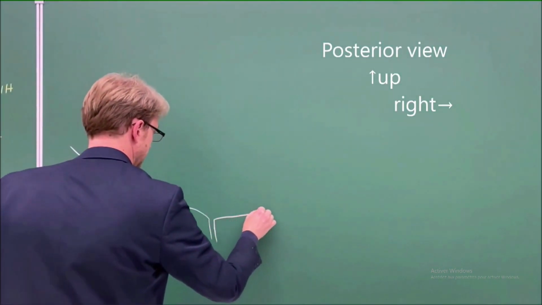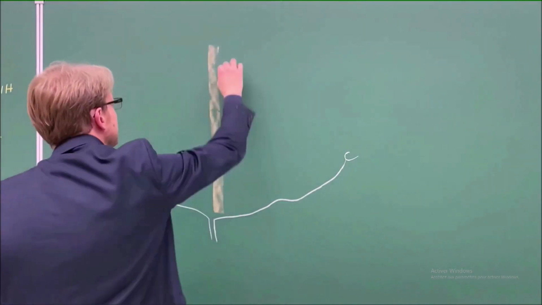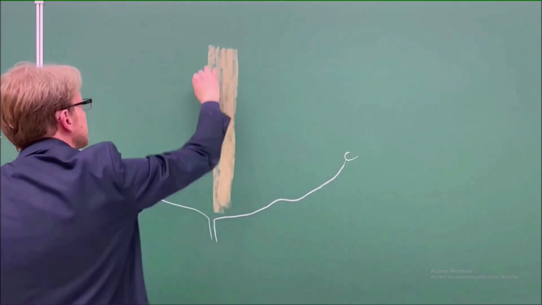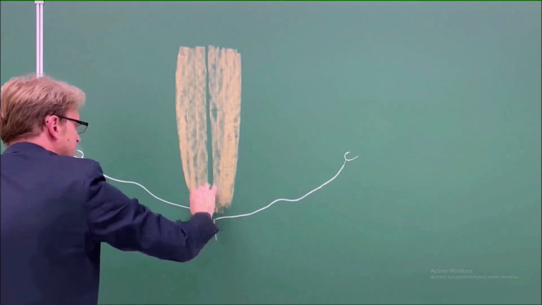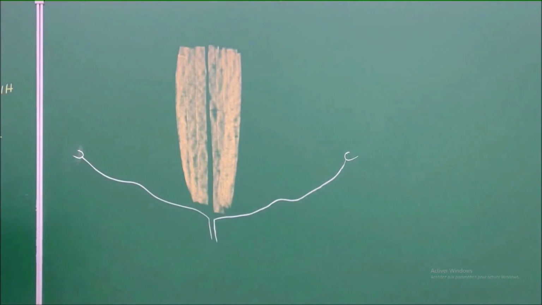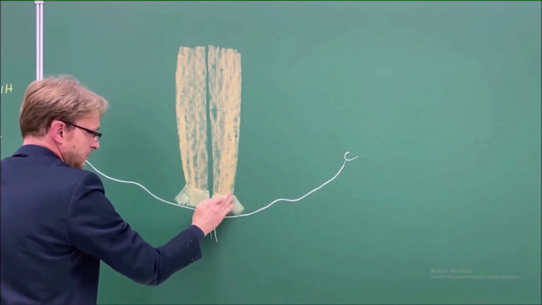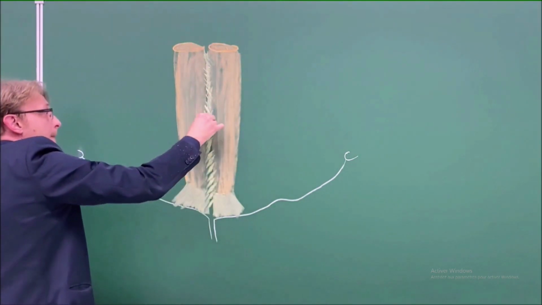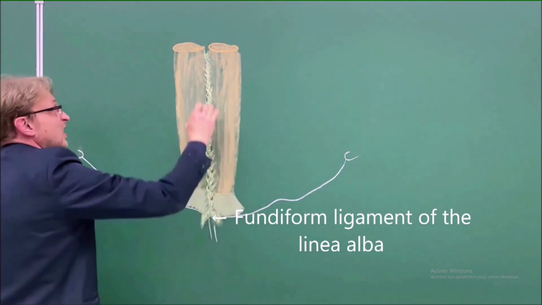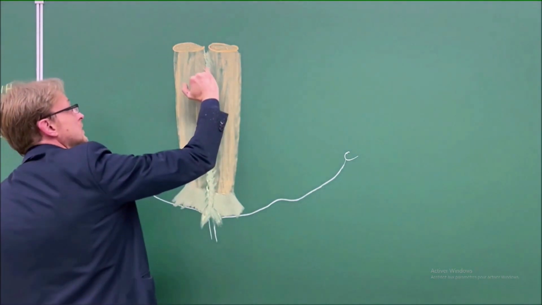After that, we will see the posterior view, the laparoscopic view of this area, the anterior superior iliac spine, the posterior part of the rectus muscles. Between both, we will find the linea alba, which is the tendon with the Henle ligament. Linea alba just in the middle, forming inferiorly the fundiform ligament of the linea alba, and the level of the umbilicus right here.